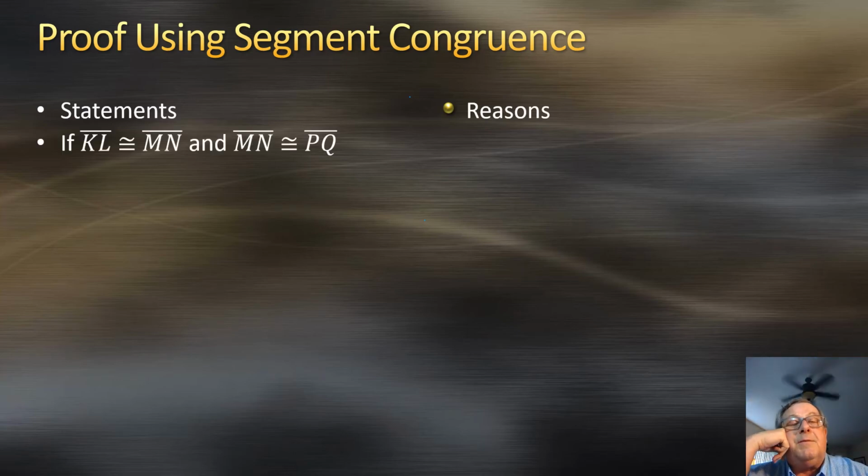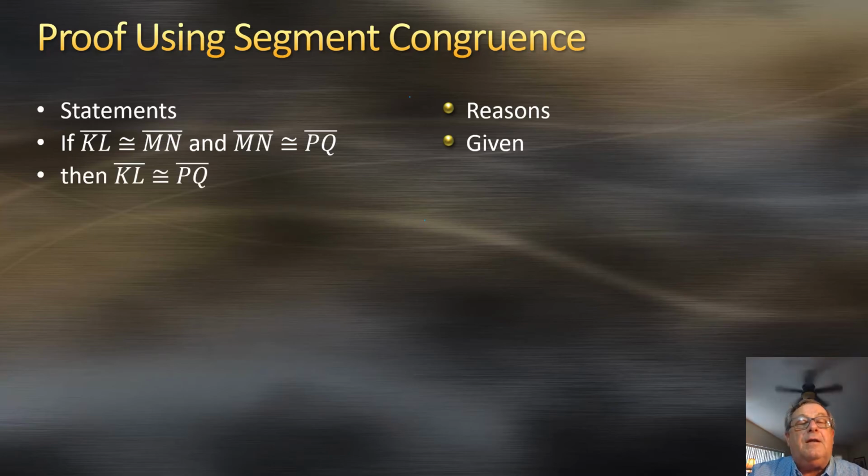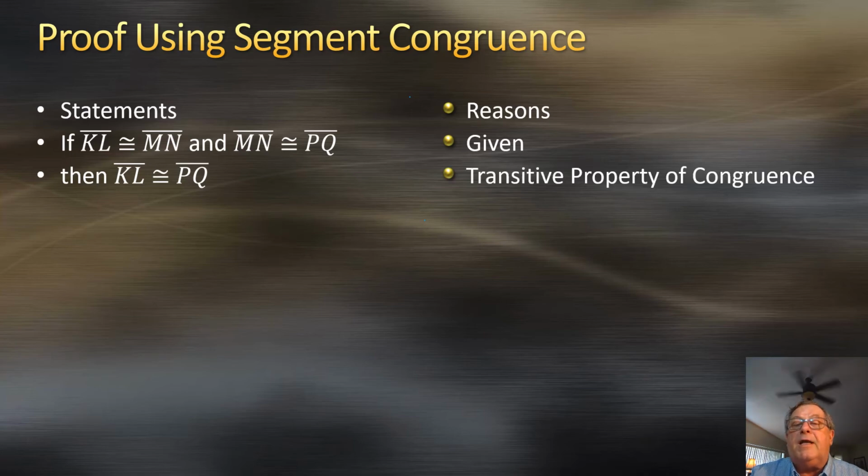So if segment KL is congruent to segment MN, and MN is congruent to PQ, and that's part of our given statement, then KL is congruent to PQ. Now remember, in some of our properties like associative, symmetric, reflexive, transitive, if A equals B and B equals C, then A must also equal C. And that was called the transitive property. In this case, we're talking about congruence. So we can make this statement that if KL is congruent to MN and MN is congruent to PQ, then KL is congruent to PQ using the transitive property of congruence.